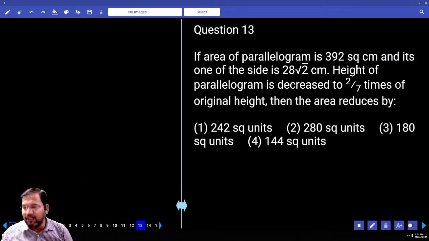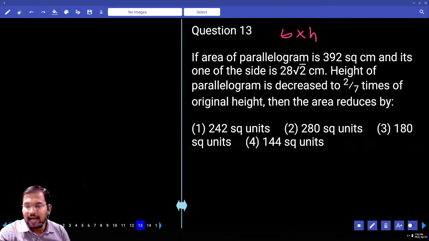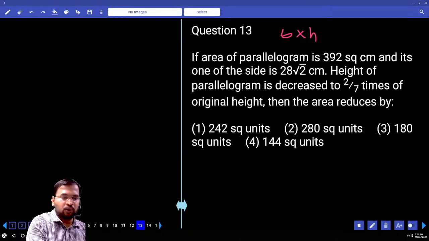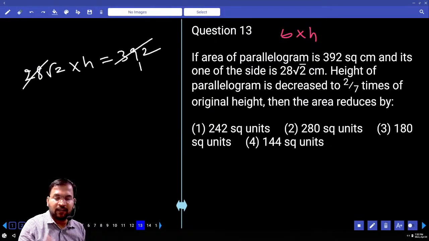Next is the 13th question. The area of the parallelogram is 392. What is the area of the parallelogram? Base into height, no? Base into height. And one of the sides is nothing but the base. 28 root 2 into h is equal to 392. 28 how many times? 28 ones are 28.